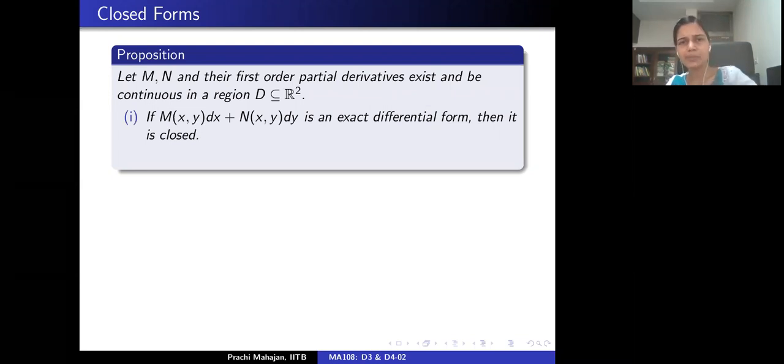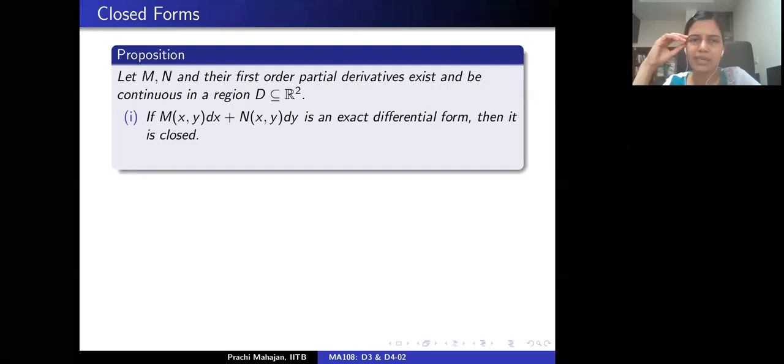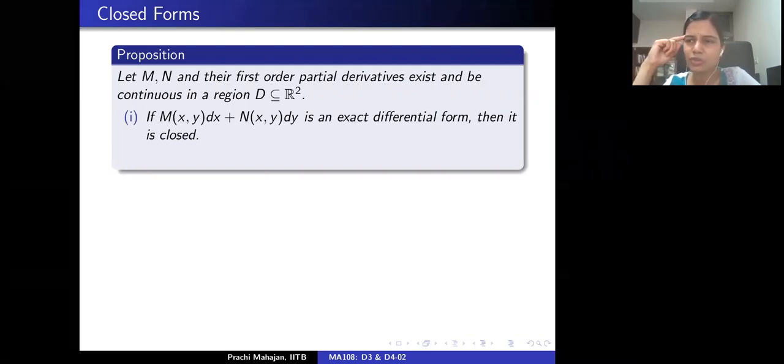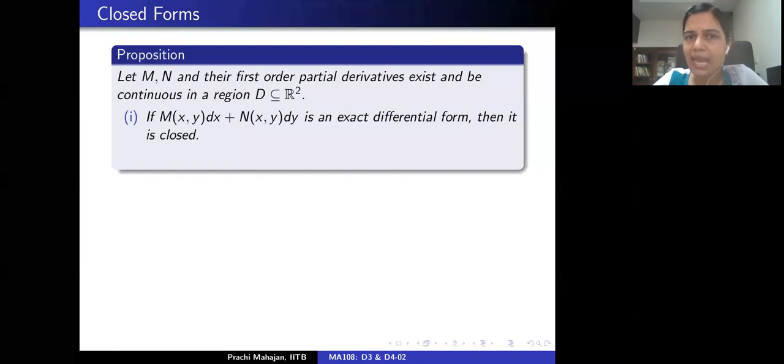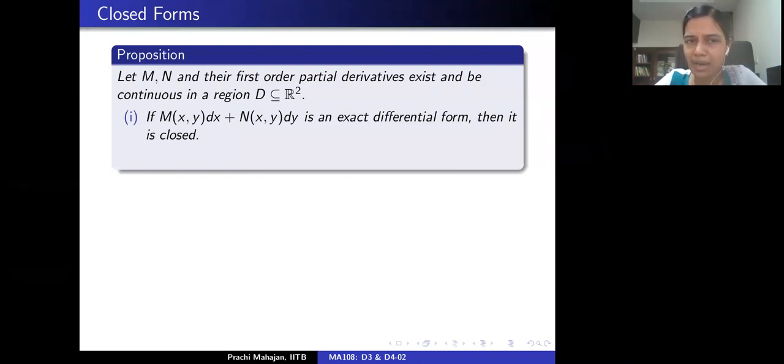If M dx plus N dy is an exact differential form, remember what does it mean? It means that there is a function u such that the partial of u with respect to x is M and the partial of u with respect to y is N. That's the definition of an exact differential form. Then it is closed. Every exact differential form is closed, provided it's sufficiently nice. What do I mean by nice? The first order partial derivatives of M and N both exist and are continuous. If that happens, then the exact differential form M dx plus N dy is closed.